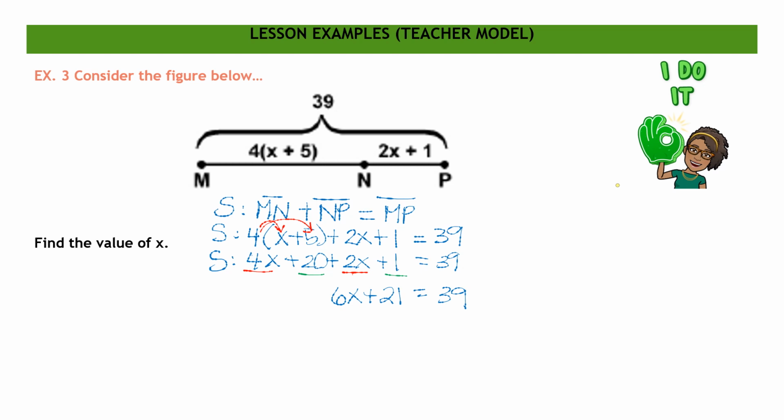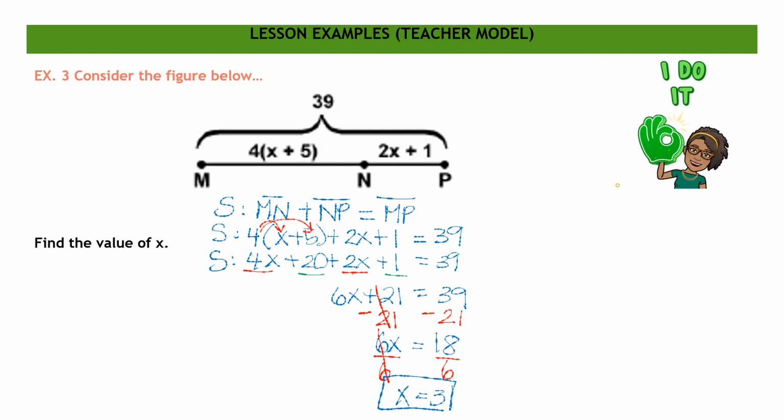Now we have a two-step equation here. All we're going to do is use the properties of solving to solve for x. So I'm using the subtraction property of equality to get rid of my 21, and I'm left with 6x equals 18. And then I'm going to use the division property of equality to get rid of my 6, and that leaves me with x equals 3.